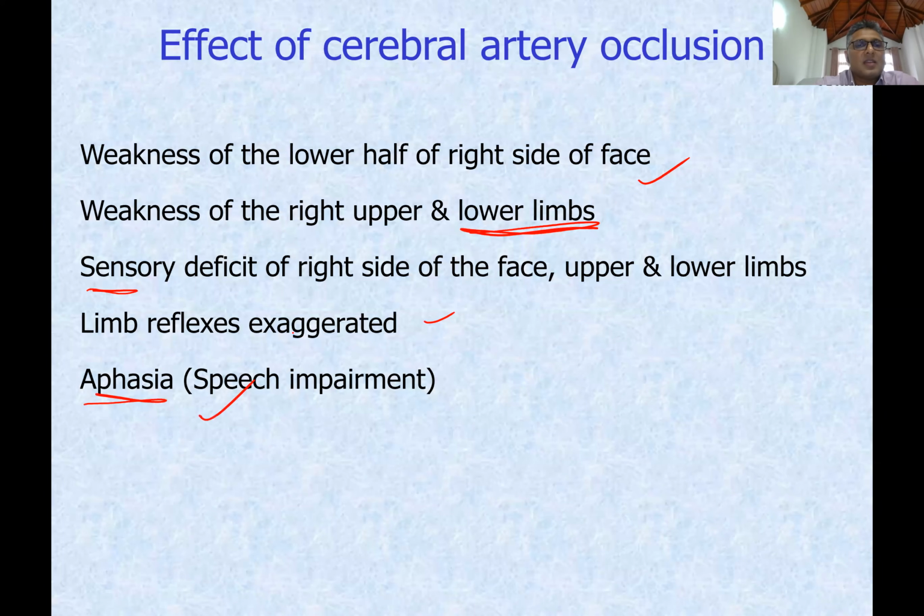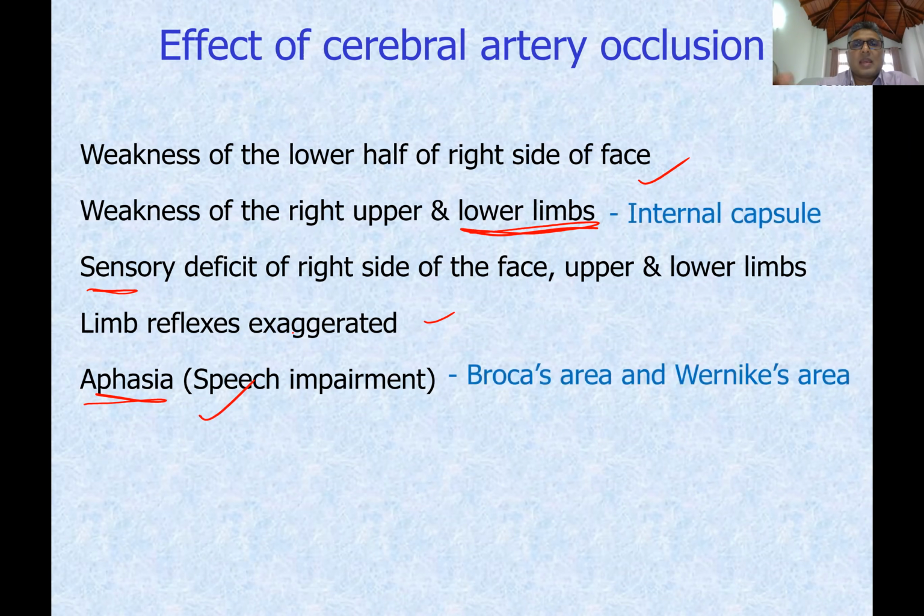The moment you see aphasia, you know it's a cortical issue. This aphasia can be due to a lesion in the Broca area or in the Wernicke area or both, because you have a sensory speech area and a motor speech area. So you can have motor aphasia or sensory aphasia. Aphasia means either or both of them. And weakness of the right upper and lower limbs can be caused by a cortical lesion as well as by an internal capsule lesion.